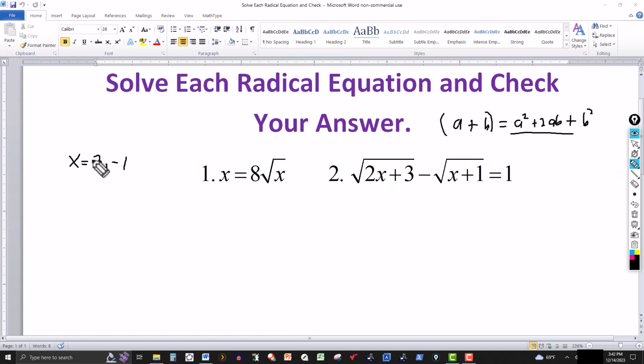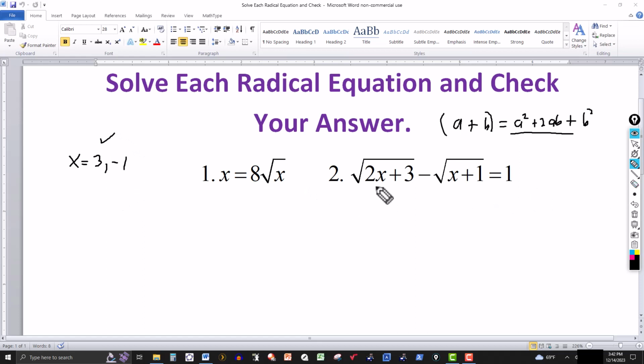So let's check for the 3 first. Let's put 3 right here where the x is on the left side. So 3 times 2 is 6, and 3 is 9. Square root of 9 is 3. Minus, let's put a 3 here. 3 and 1 is 4. The square root of 4 is 2. 3 minus 2 is 1. So the 3 checks out.